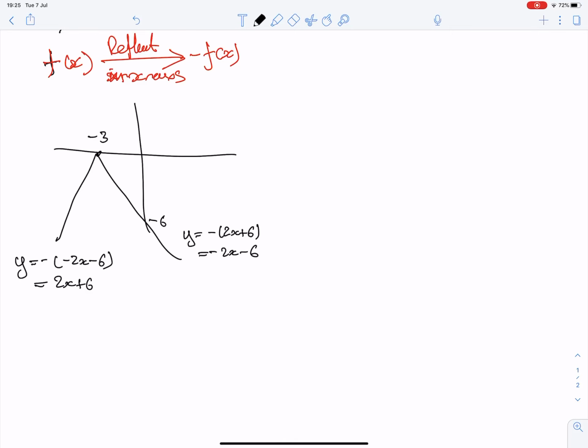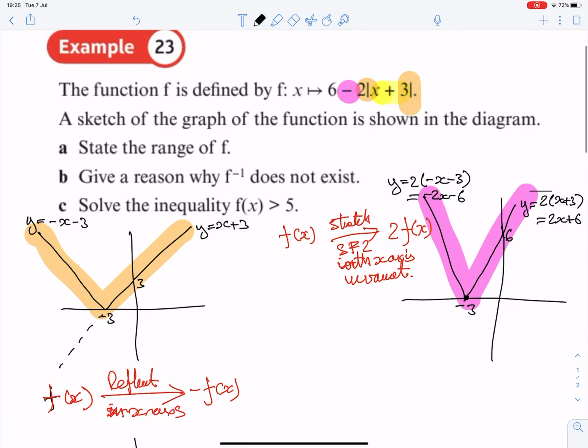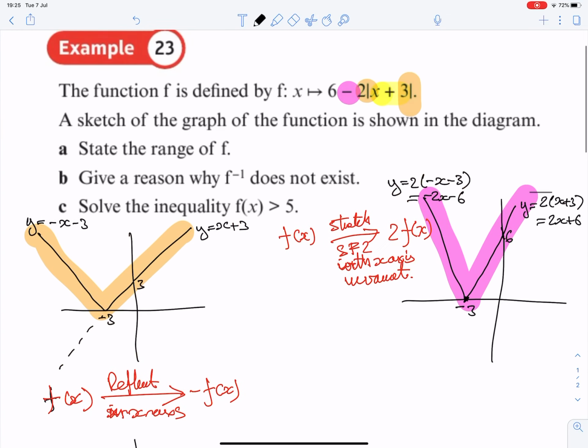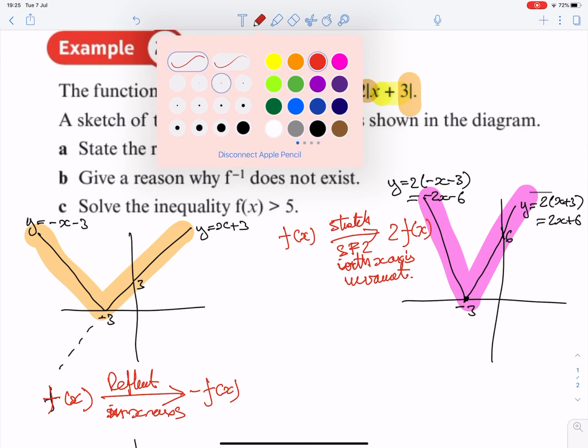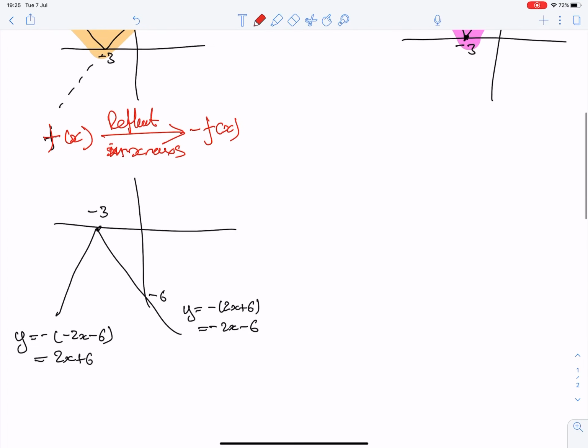It's important to keep track of the equations as you go through. Now, although the 6 is written at the front, there is no difference between what we've got there and minus 2 modulus of x plus 3 plus 6. Taking it and writing it at the front, we're still adding 6 onto the expression. It's just a different way of writing it.